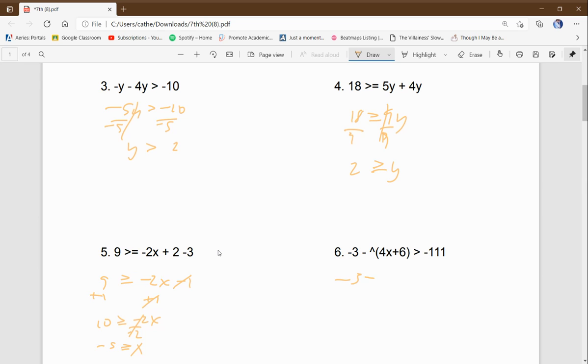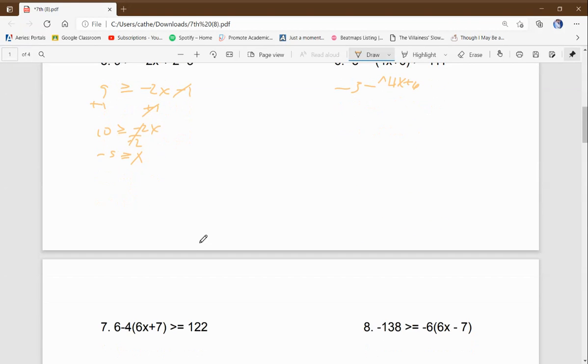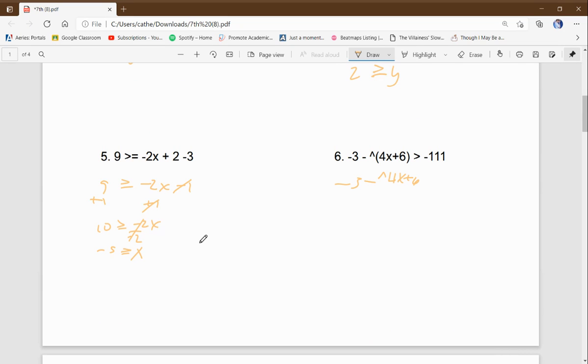Okay, negative 3 minus. That's so weird. Okay, 4x plus 6. That does not make any sense. It's so weird. That's so weird. Why do they have this here? Okay, just ignore that. You're not supposed to learn that right now.